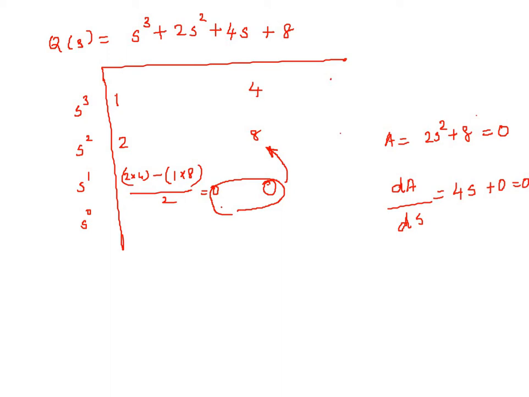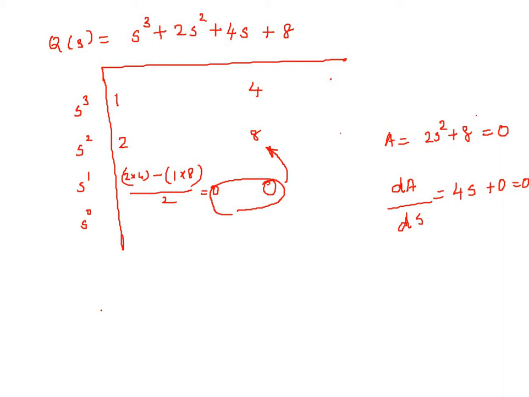So as I have already told you, the all zero row indicates that some poles are lying on the imaginary axis. Some poles of the given system are lying on the imaginary axis. So we can find out what the poles lying on the imaginary axis are by taking the auxiliary equation, that we will discuss now.